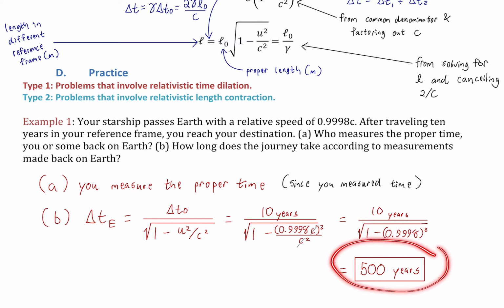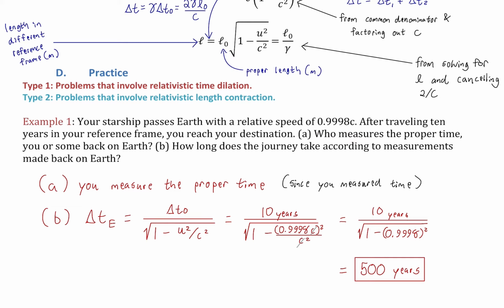And when we actually do that, we get about 500 years if we round to 3 significant figures. All right, so wow, a lot more time passes on Earth because of course this starship is moving incredibly fast. Okay, almost unbelievably fast. It would take a truly unbelievable amount of energy to get any appreciable amount of matter up to that speed, but we'll talk about that more in lecture 30.